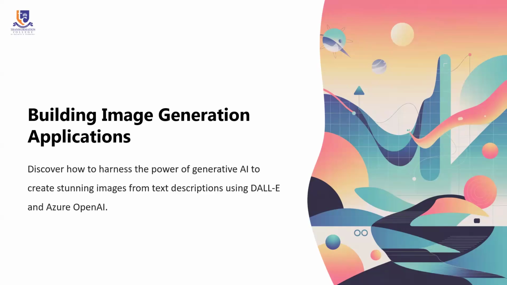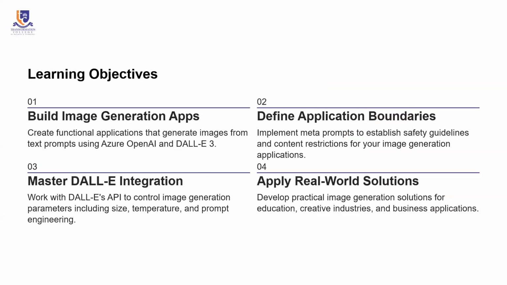Today we have platforms like DALL-E and Midjourney, which allow us to generate images from text or prompts. Our learning objective today will be to build an image generation app using Python and Azure OpenAI, and we'll deploy a DALL-E 3 model, and then we'll generate an image based on our desired prompt.